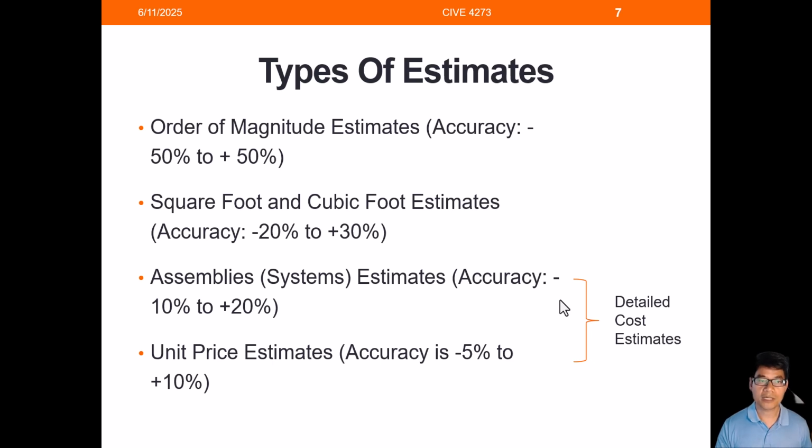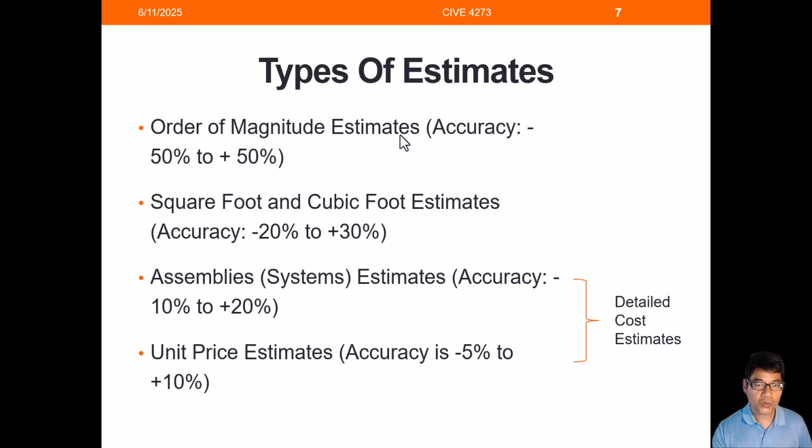So for different cost estimate purposes, we have different types of cost estimating approaches. Here we are going to talk about 4 different types of estimates. The first one is order of magnitude. Second, square foot and cubic foot estimate. Third, assembly. The last one is unit price estimates.